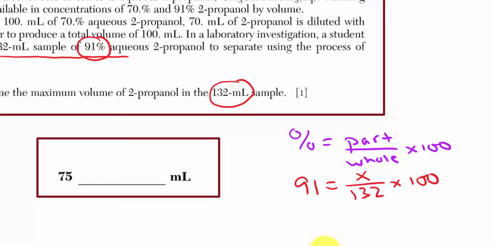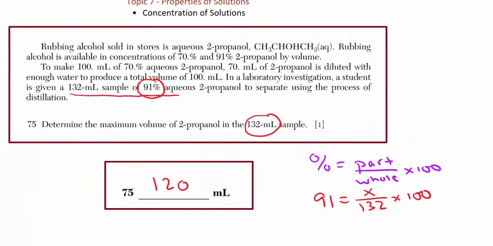So if you solve for x in this problem, you're going to wind up with the correct answer, which is 120 milliliters. So 120 over 132 would represent a 91% solution.